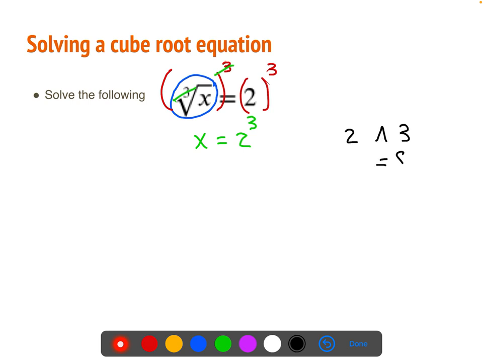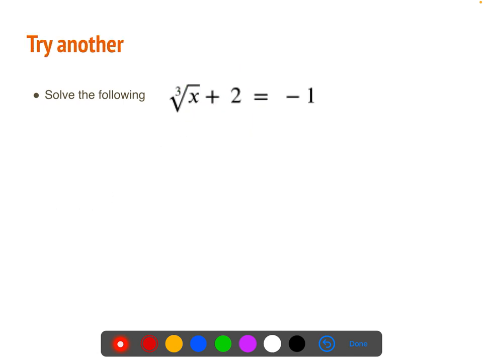And again, I can go to my friend the calculator. 2 to the 3rd power is 8, because 2 times 2 times 2 is 8. And I just solved the problem. So isolate, cube, solve for x. Let's try another one.